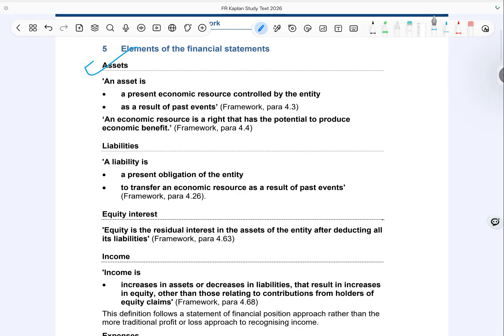Now, what is an economic resource? The framework also says that an economic resource is a right that has the potential to produce economic benefits. For example, owning a building gives you the right to use it, rent it, or sell it. That right can generate future benefits.